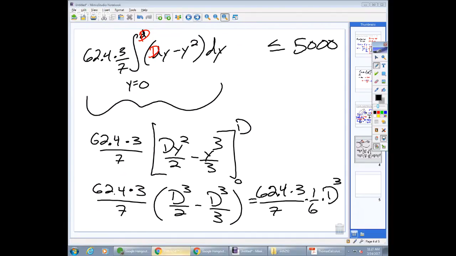Ooh, that did not work out well. To the power, parentheses, 1/3. And Google tells me the depth is about 10.4-ish. Anyone else get that?